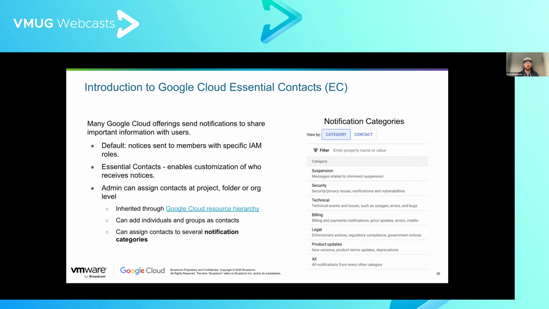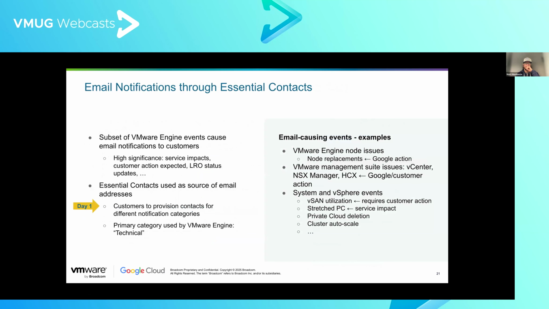We've also introduced support for Essential Contacts. So Essential Contacts are used by the rest of Google Cloud as well. It gives you the ability to set up things for security, for technical and billing alerts. And you'll be able to get specific VMware Engine notifications.